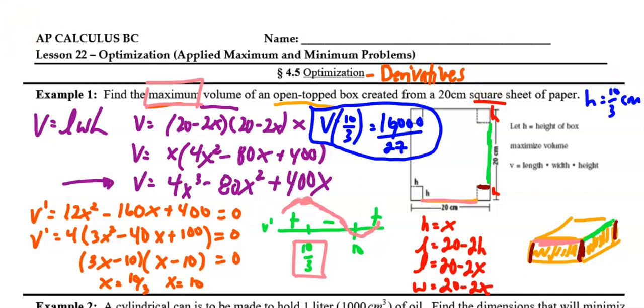So hopefully this made sense to you guys. But again, optimization really is to find the equation, put it in one variable, find the derivative, set it equal to 0, figure out where the maximum or minimum is, and then plug it back in. I will see you guys in the next video.